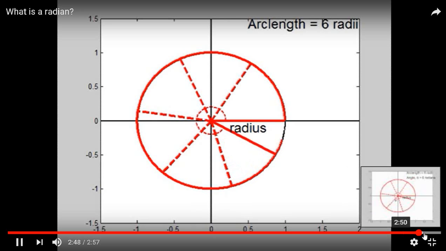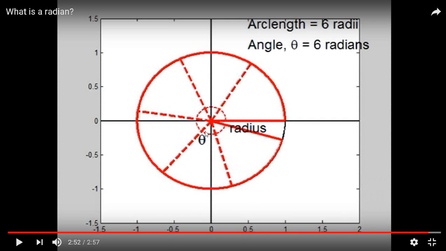Just takes forever. So there's 6 radians. It's not exact. Did they show the whole thing? No, that's it. Okay.